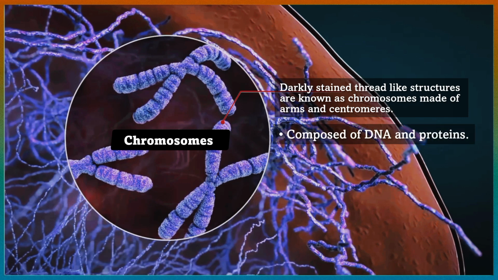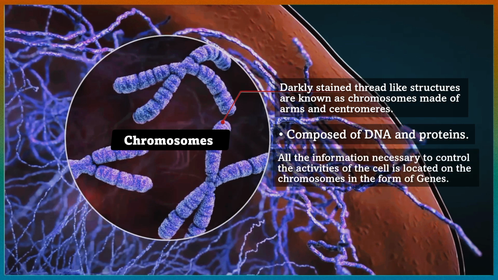A chromosome is composed of DNA and proteins. All the information necessary to control the activities of the cell is located on the chromosomes in the form of genes, which are transferred from one generation to the other.